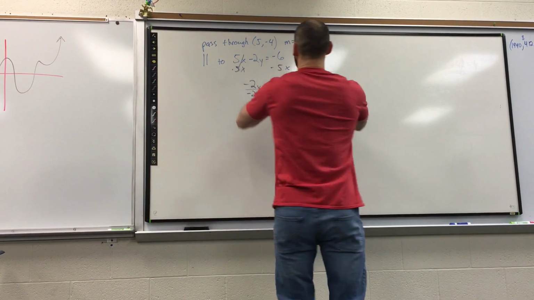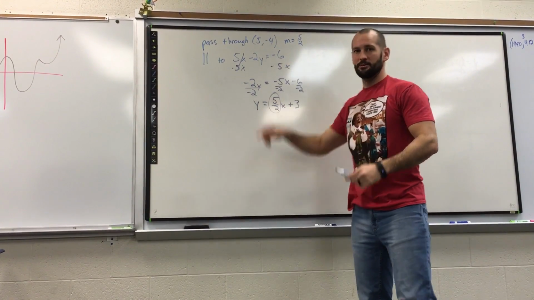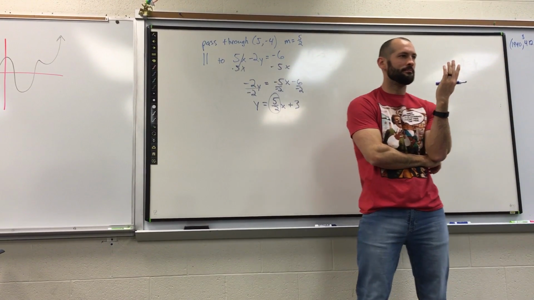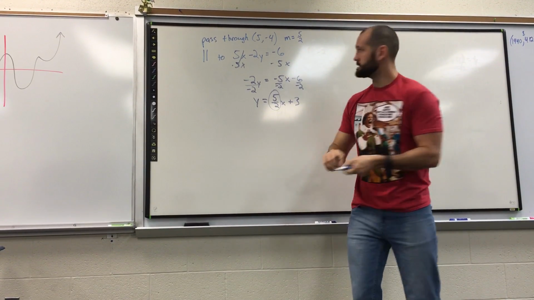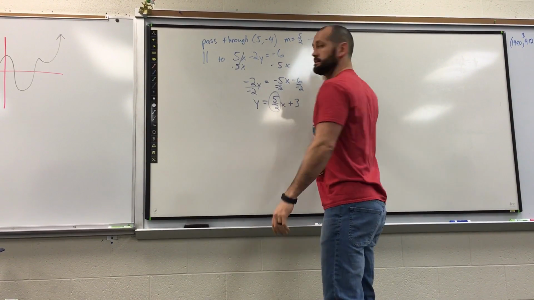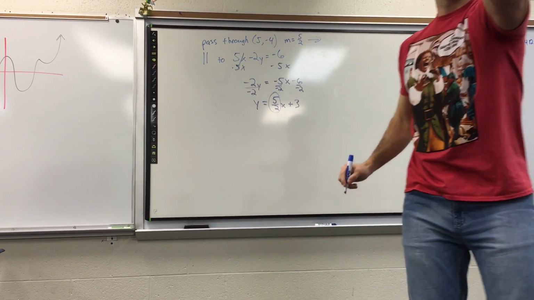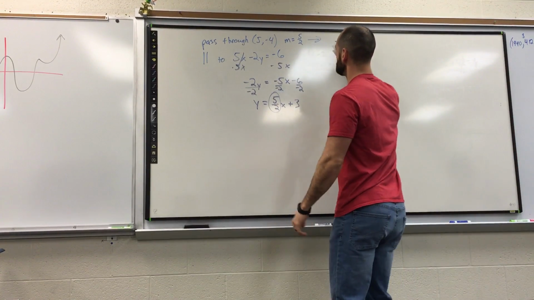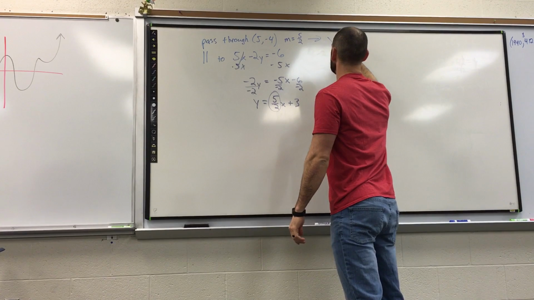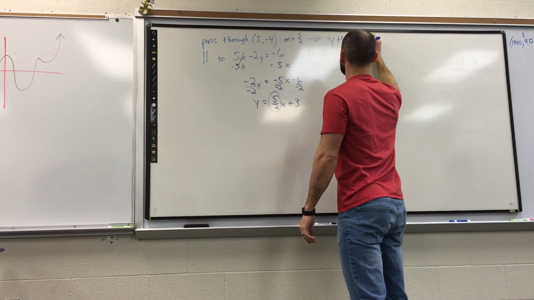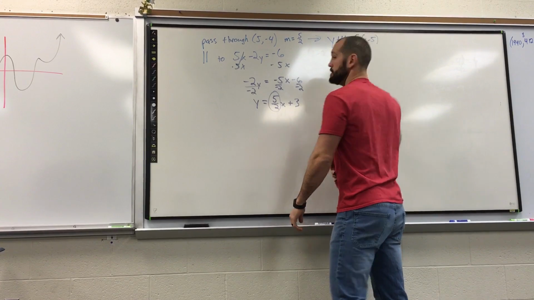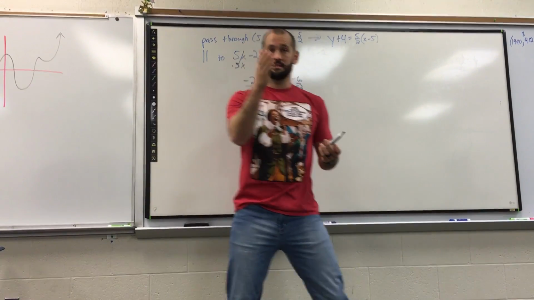So now I have a point and a slope. What form? Point slope. It's logical. How would I put it into point slope? Y plus 4 equals 5 over 2, parentheses, x minus 5. Notice you did a great job of seeing the double negative.